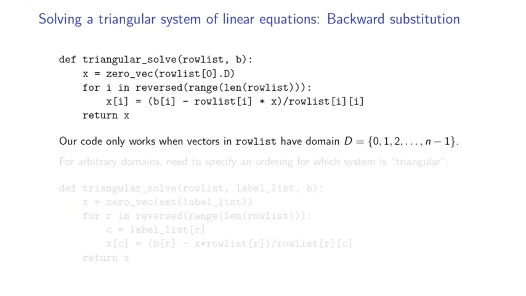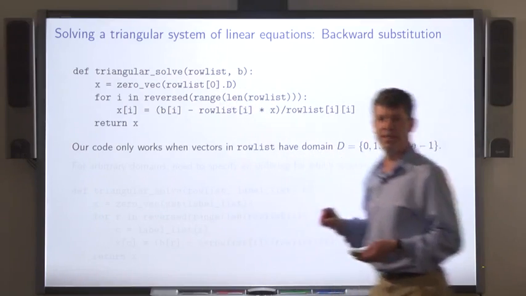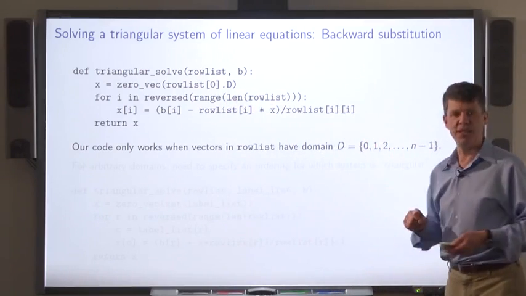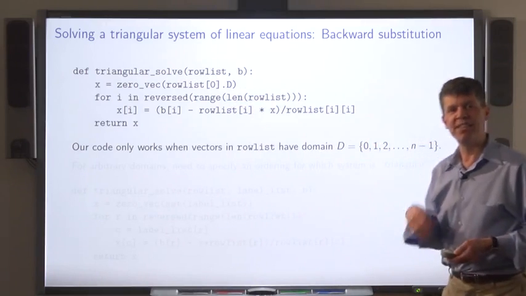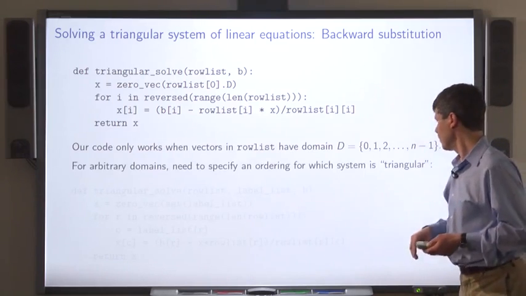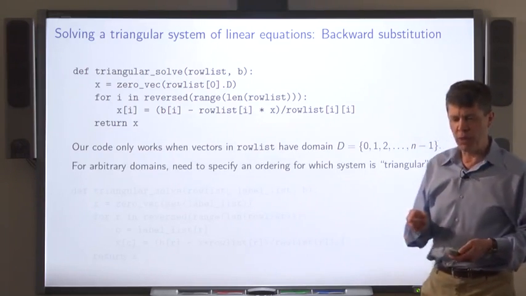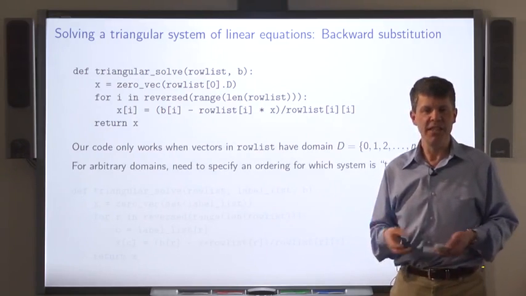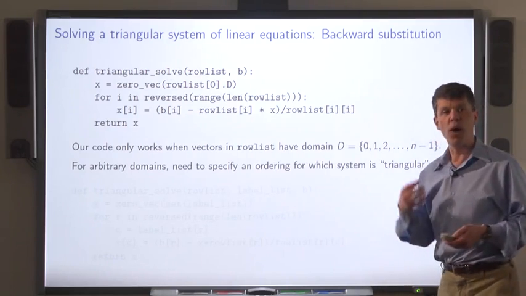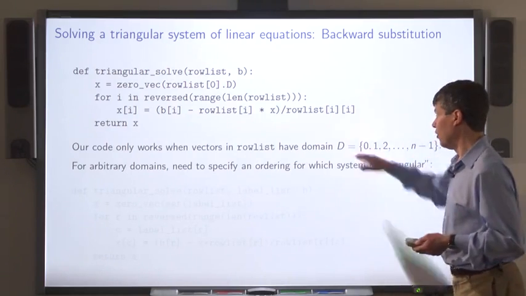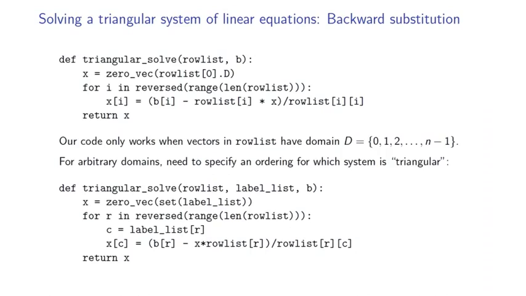Now, our code so far only works if the vectors in row list have the domains 0 through n minus 1. So we can rewrite this to be a bit more general. But if we do so, we have to specify in what sense this linear system is triangular. And that requires specifying an order on the domain of the vectors. So here's the code for that.